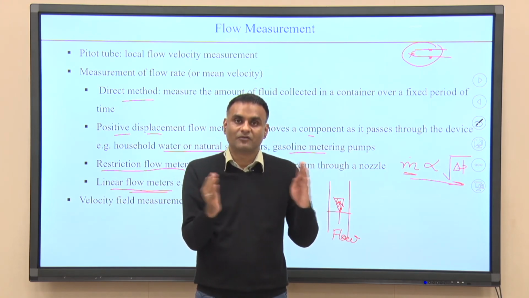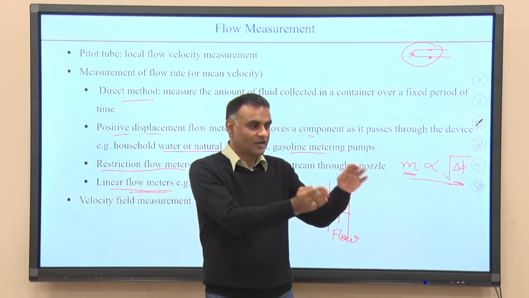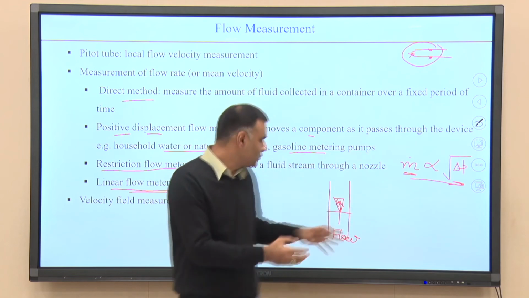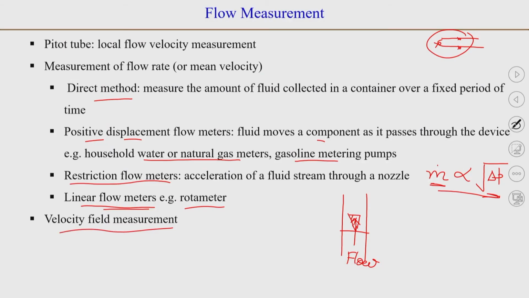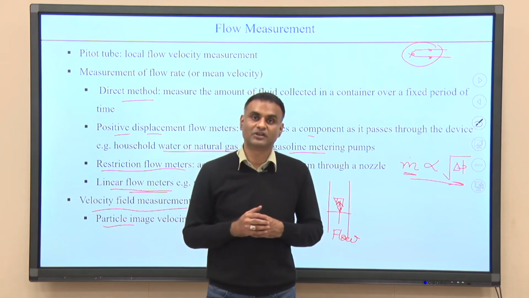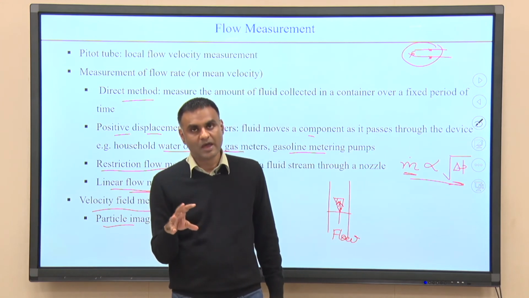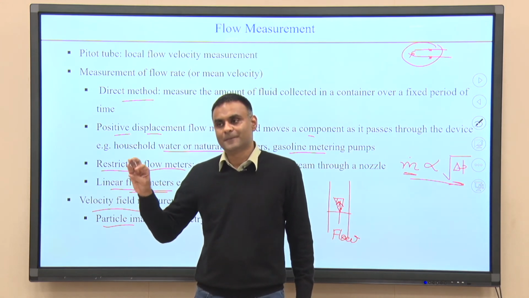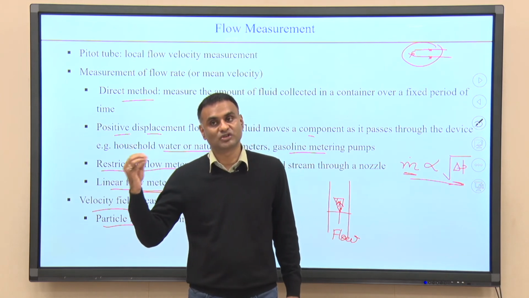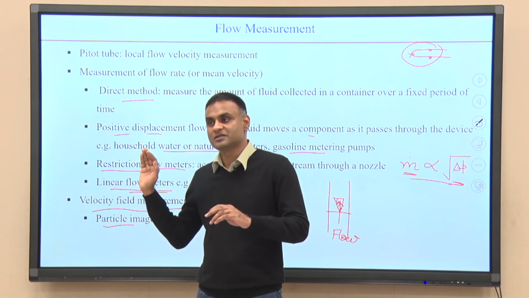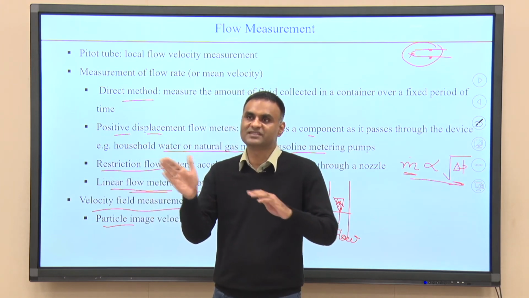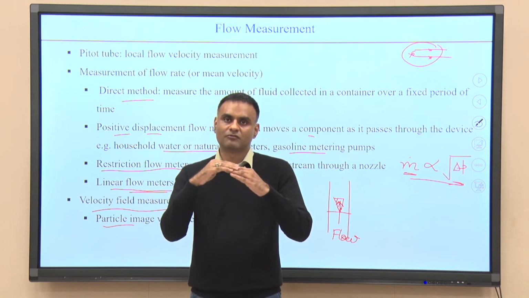But if you want to measure the velocity in the entire domain or in a specific region in the domain, then you could use techniques which are relatively new, for velocity field measurement. One such technique is called particle image velocimetry. The idea in particle image velocimetry is that you introduce some particles in the flow, and these particles are so small that the flow around them is Stokes flow, and they relax immediately. That means they take the velocity of the flow very quickly.